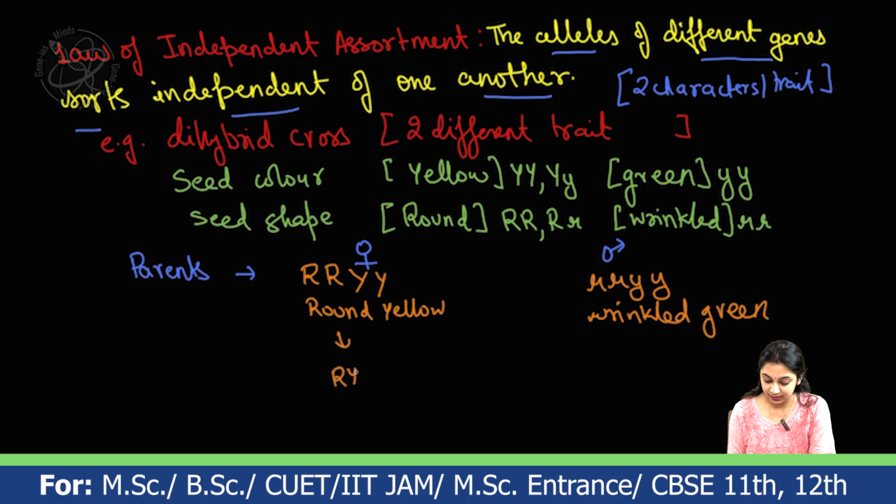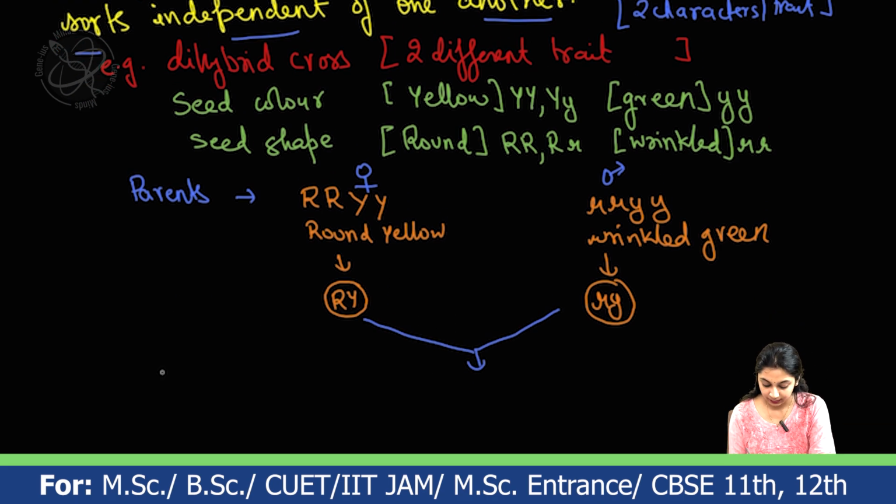What will be the gametes coming out of the female? Capital R, capital Y. From here we are going to get small r, small y. Now when we move on to the F1, meiosis will take place over here, and in F1 we will get capital R, small r, capital Y, small y. So what will be the phenotype of this? It will be round yellow.